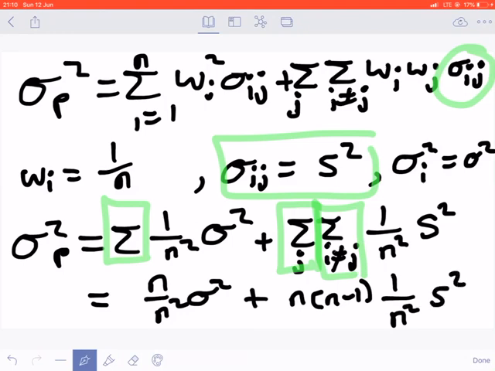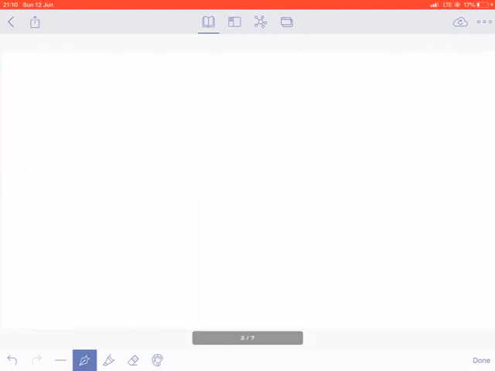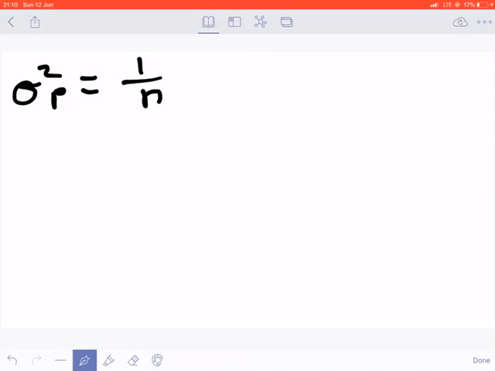As you can see, I am going to write it again on the next page. The variance of your portfolio is basically going to be 1 over n sigma squared plus n minus 1 over n s squared, right? And then how do you simplify this equation?